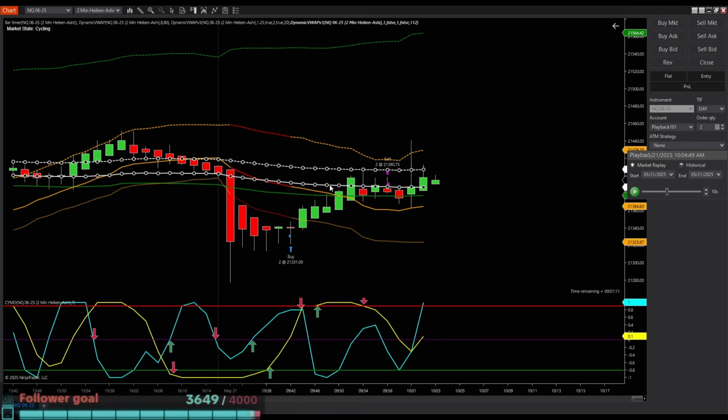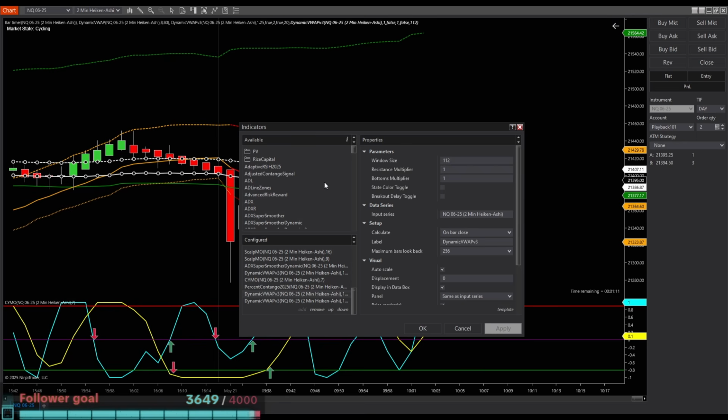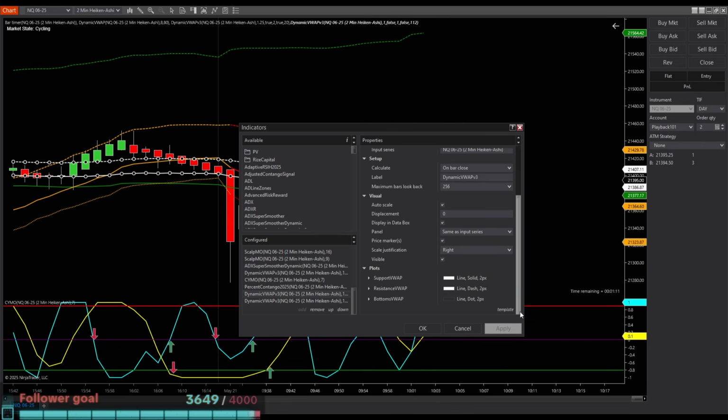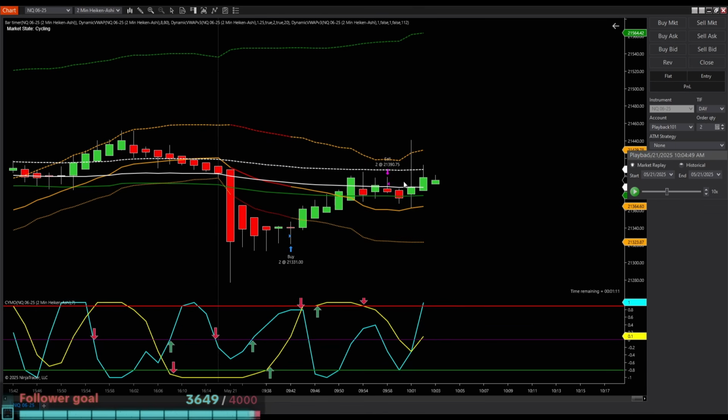But this version of the VWAP right here is set to a 112 bar look back window, okay? So if you set this to 112 bars with a 1 bar resistance and the same for the bottoms multiplier, and just make the first 2 lines white and make the last one transparent, you will get exactly this line right here, okay? And let me show you exactly what this line does for you, okay?